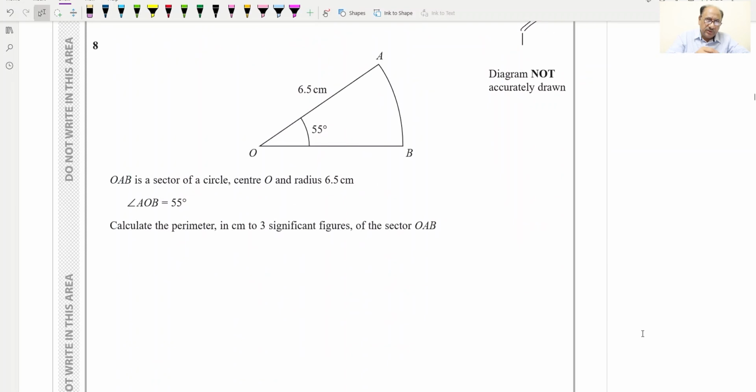Now question number 8. Question number 8 has given a diagram which is not accurately drawn. OAB is a sector of a circle. Center O, this is center O, and radius is 6.5 centimeter. Angle AOB is 55. Calculate the perimeter, in centimeter to 3 significant figures, of the sector OAB.